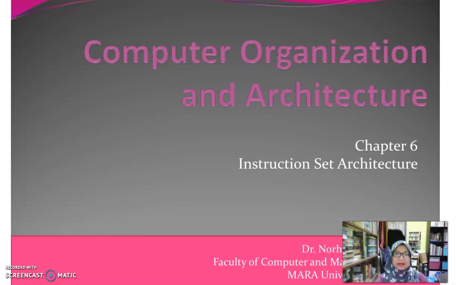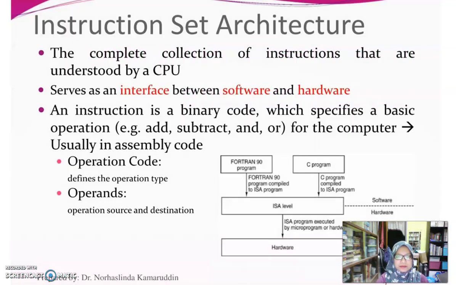Hi, this is chapter 6. This is basically where we will learn about ISA, or instruction set architecture. This is where we will be using assembly language. So when we talk about ISA, it is a complete collection of instructions that are understood by the CPU.